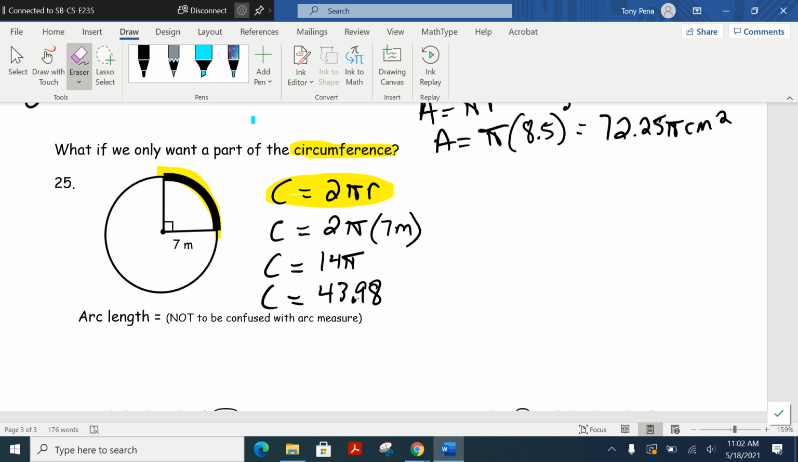We want 1/4, right? So if this is the entire length around the circle, we can see pretty clearly here, if you think in terms of a pie or pizza or whatever, we only have 1/4 of that. So couldn't we now just take this answer and multiply it by 1/4? That would give us what we're actually looking for.